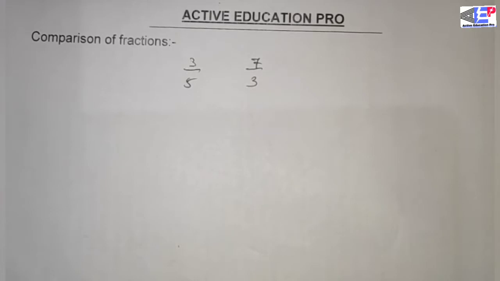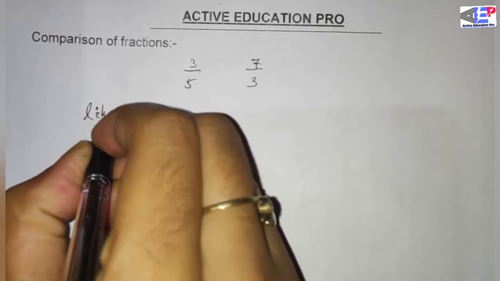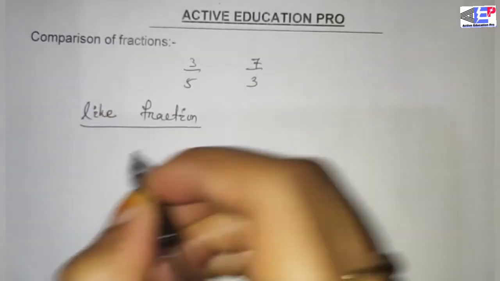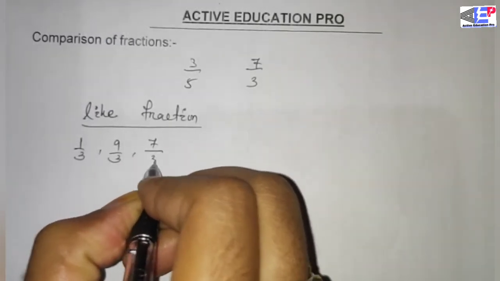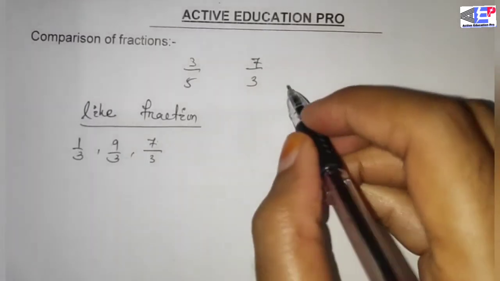So how to compare? In the last video we already discussed like fractions and unlike fractions. Like fractions have the same denominator and unlike fractions have different denominators. First write here like fractions: 1 by 3, 9 by 3, 7 by 3. Like fractions means having the same denominator.